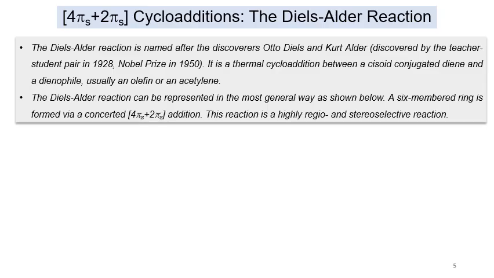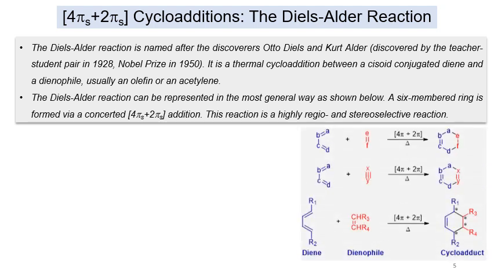The Diels Alder reaction is essentially named after Otto Diels and Kurt Alder, who were the discoverers of this particular transformation in 1928. Essentially, this is a thermal cycloaddition between a cisoid conjugated diene and a dienophile. The dienophile usually is an olefin or an acetylene. Now it can be represented in the most general way as it is shown here.